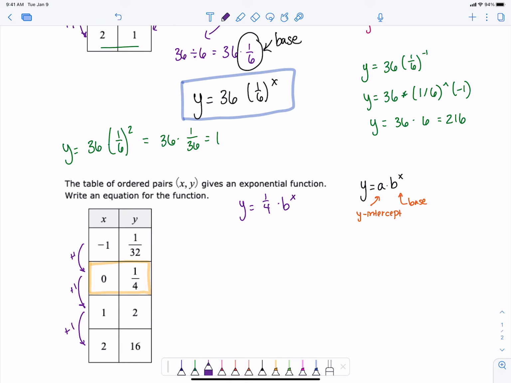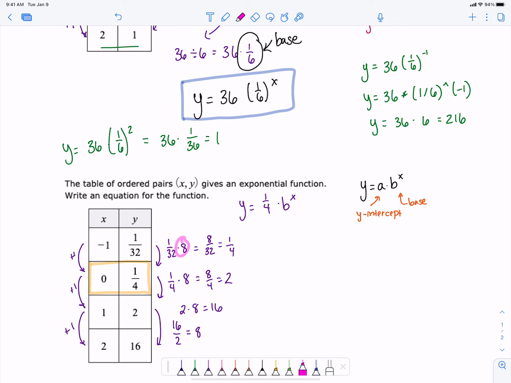are getting bigger as we go, right? We can see it right here. We're going from 2 to 16. So I'm going to see what I had to multiply 2 by to get 16, and it was 8. So what happens is we have 1/4 times 8, and that gives 8/4, which is 2. Everything is working. And then we have 2 times 8, which is 16. So each time we're taking the previous y value and multiplying it by 8. That's telling us our base is 8.